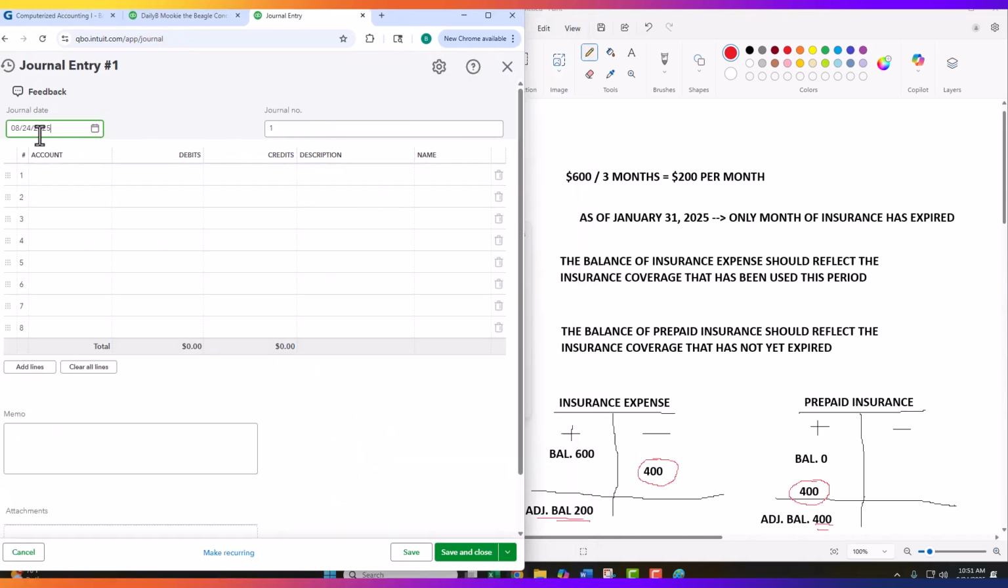Alright, so the first thing I'm going to do here is get the date correct. We're preparing all these adjusting entries as of January 31st. And then I'm going to give the journal entry a number. I'm going to give it the prefix ADJ for adjusting entry, and then number 1.